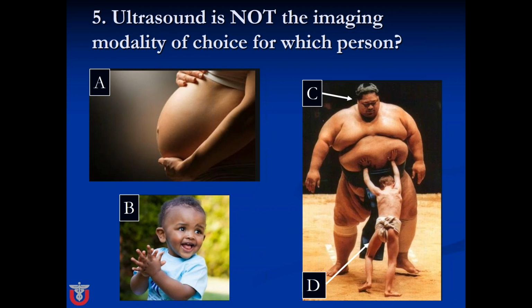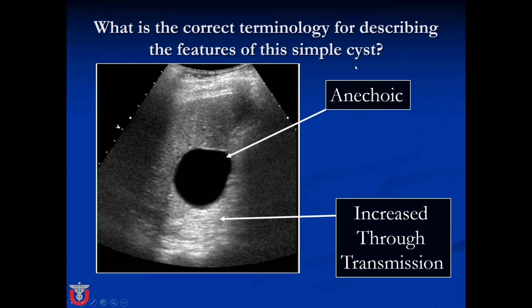Okay, we're going to go over the answers now. And hopefully this was pretty straightforward for you. So what are the correct terms? This is anechoic, okay? And it doesn't attenuate any echoes, so we have increased or enhanced, either one is fine, through transmission. So that tells us unequivocally this is a cyst.